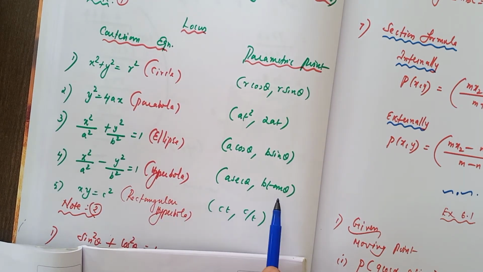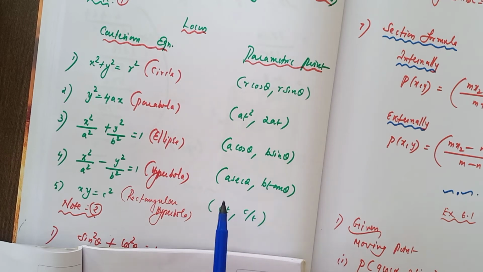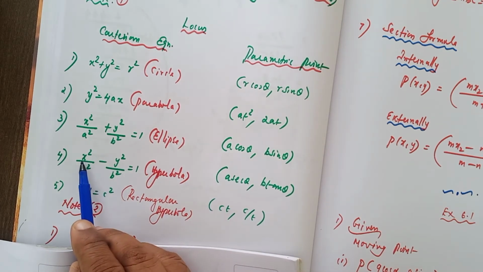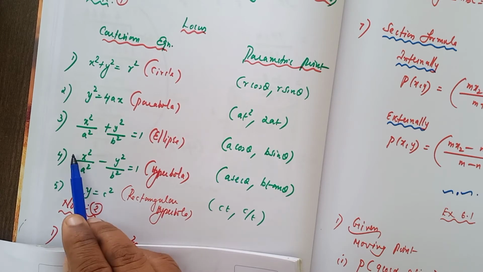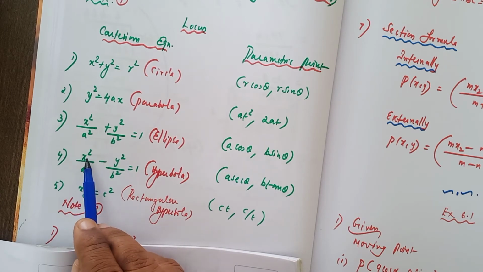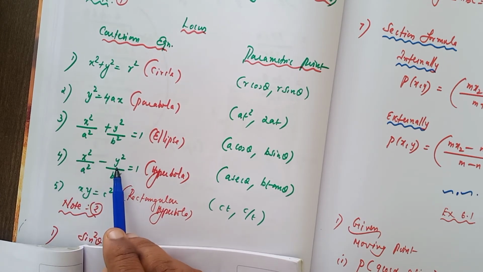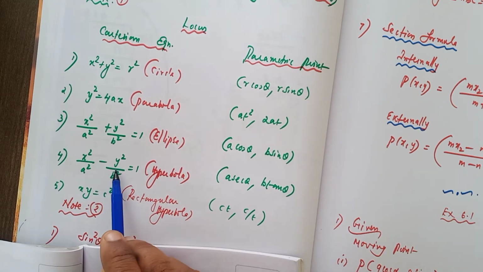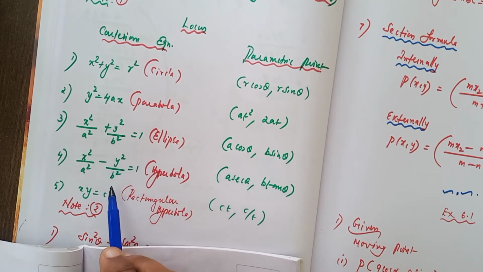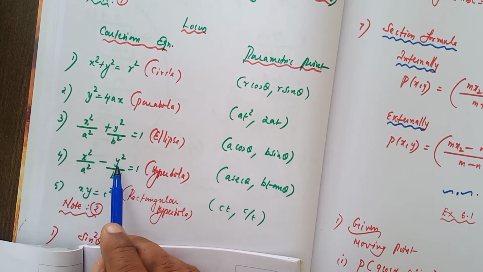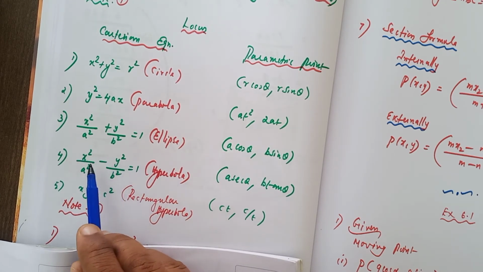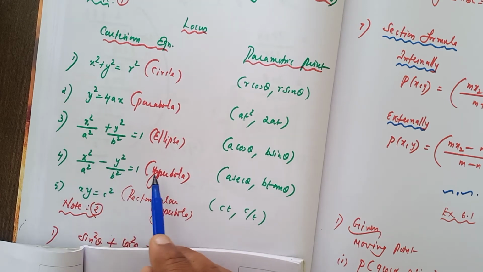Like that, a secant theta comma b tan theta is a parametric point for a hyperbola. I am going to replace x by a secant theta. If we replace, we will be getting a squared secant squared theta. A squared gets cancelled. We will be getting secant squared theta only. Like that, if we replace y by b tan theta, we will be getting b squared tan squared theta. B squared gets cancelled. So we will be getting secant squared theta minus tan squared theta. You know the formula, secant squared theta minus tan squared theta is also 1.